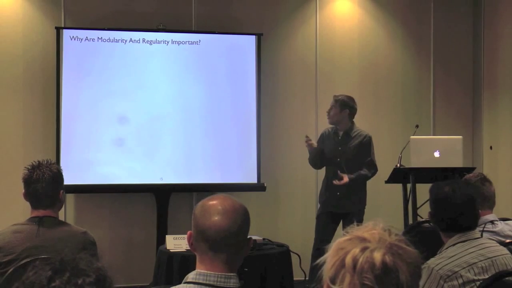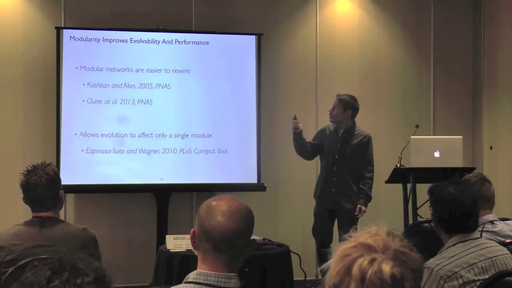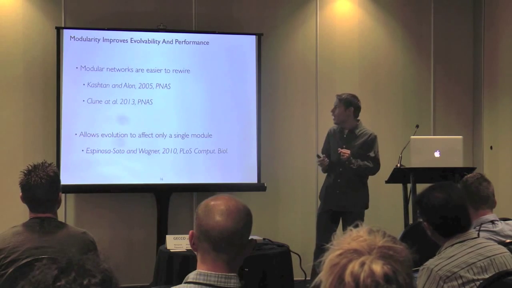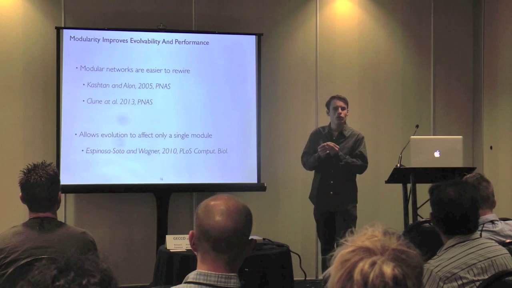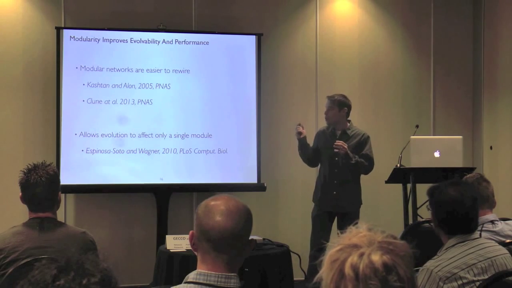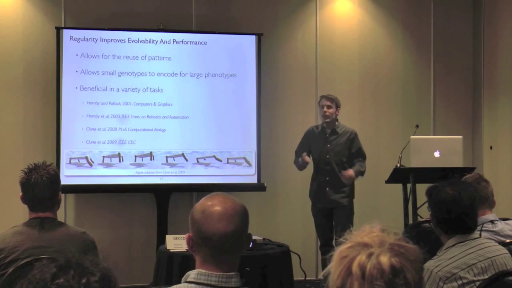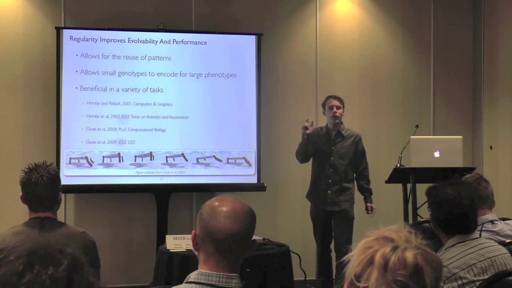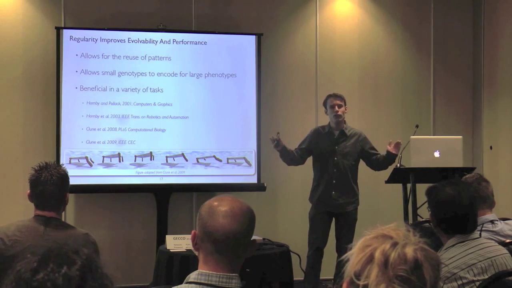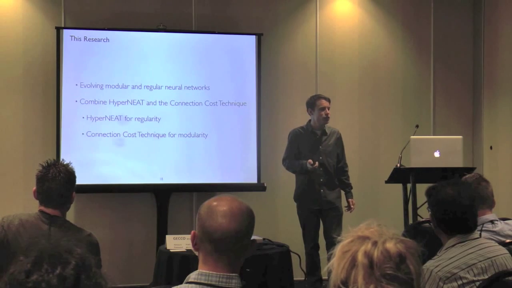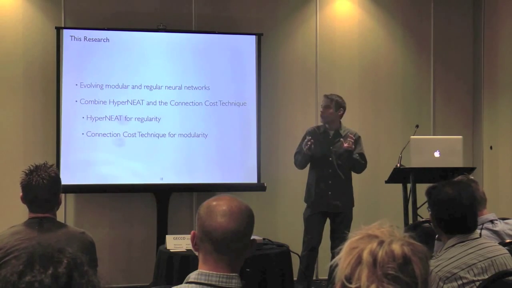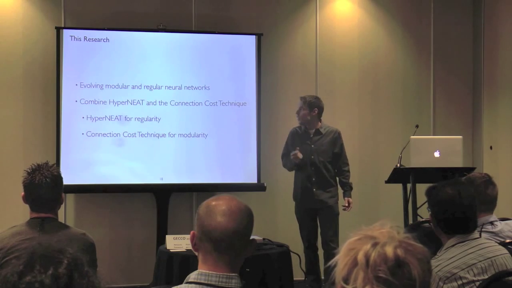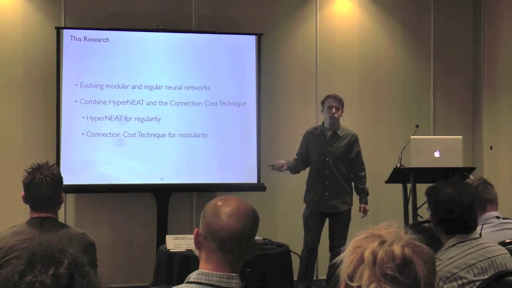So why do we care about modularity and regularity so much? Well, modularity has been shown to improve evolvability and performance, because modular networks are easier to rewire, and it allows evolution to affect only a single module without completely butchering the performance of the entire system. Regularity likewise improves evolvability and performance because it allows for the reuse of patterns, and it allows for very small genotypes to encode for much larger phenotypes. So in this research, we will test whether we can evolve modular and regular networks. And we'll do so with two very general techniques, namely HyperNEAT for regularity and the connection cost technique for modularity.